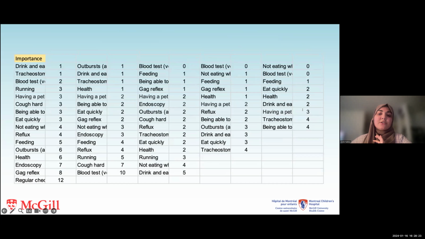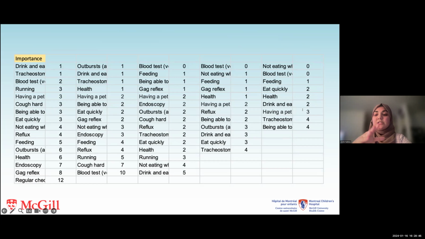Participants also were instructed to allocate 12 spending points or tokens among the nominated areas, with the number of tokens indicating the priority areas they most wish to improve. So areas such as regular checkups, blood tests, and tracheostomy received more coins, signifying their heightened importance. Drinking and eating received fewer coins, which indicates a lower priority for improvement.